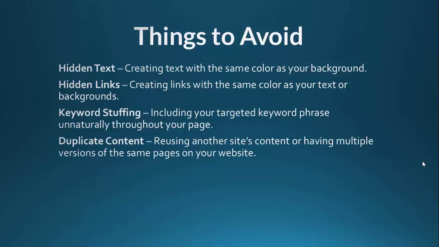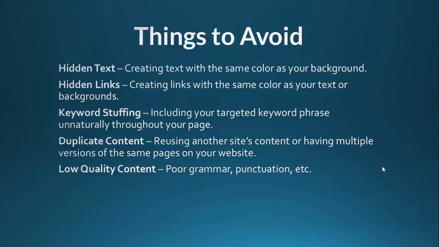Next would be creating duplicate content. That's the practice of either reusing another site's content without citing your source, or having multiple versions of the same page content on your own website. So if you use another site's content, make sure to cite your source and link back to where you got that content from. And on your own site, try to only have one instance of the same page on your site. If you have landing pages for ad campaigns and you don't want search engines to index them, set them to no index, or use a robots.txt file to hide or block that URL from being indexed by search engines.